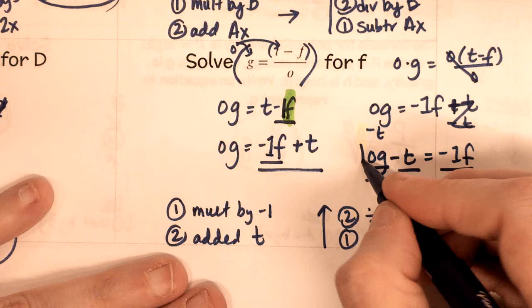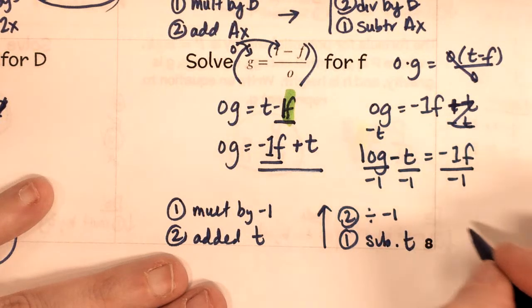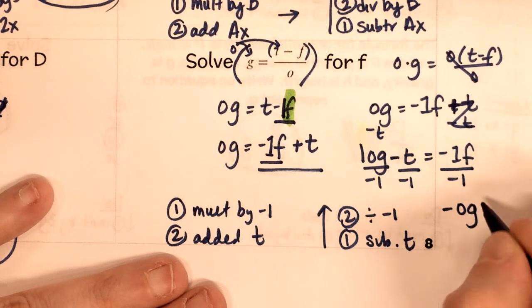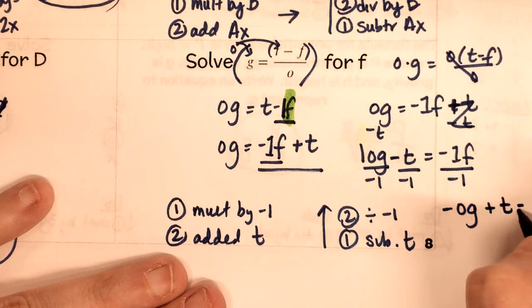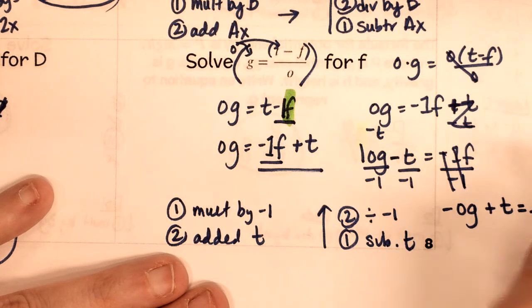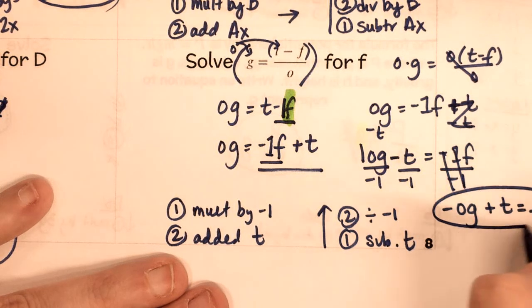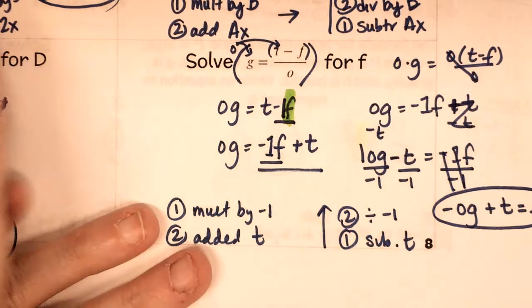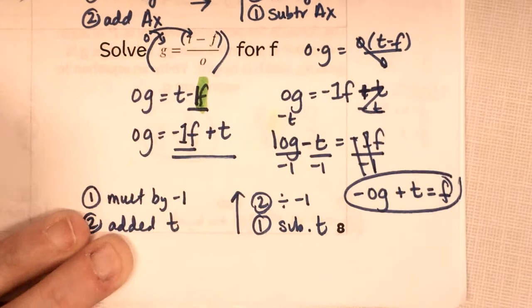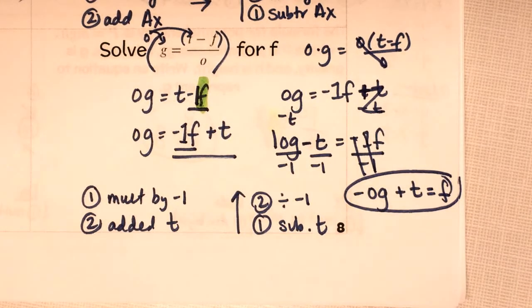Okay, well, OG divided by -1 is negative OG. Negative T divided by -1 is plus T. 1F divided by -1 is F. Is F by itself? Then that is the answer. How about that nonsense, y'all? Yeah, I know, it doesn't make sense, but this is happening.